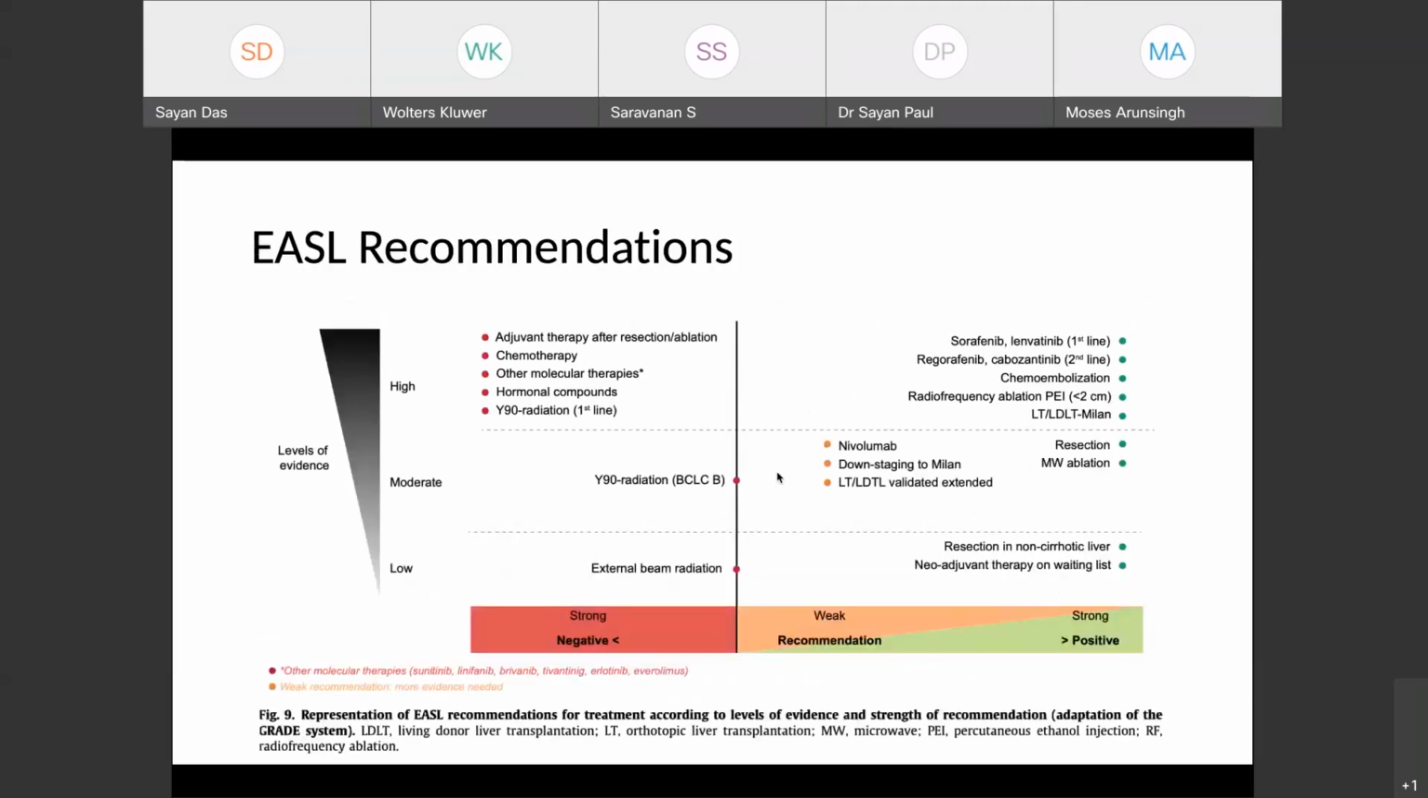Now let's look at the guidelines. What do the guidelines say? The European Association for the Study of the Liver recommends, as you can see in this column, that external beam radiation is not really recommended because there is low quality evidence. So they're saying it is neither negative nor positive. The evidence is pretty low, which I would push the enthusiastic researchers among the participants on: this is one area where there is scope to generate more robust evidence in favor of SBRT.